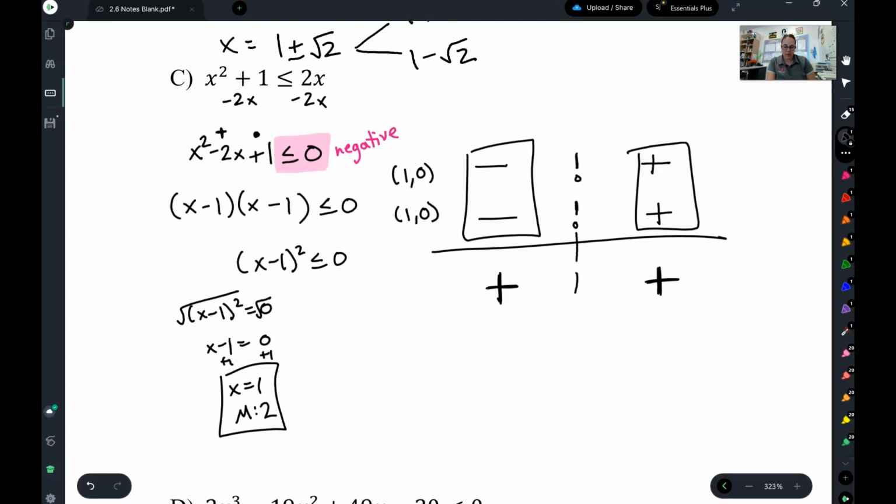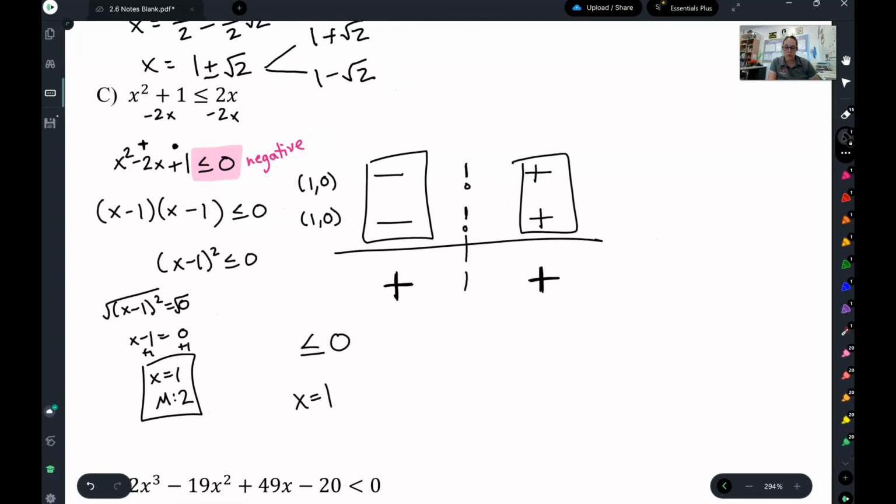So if I look at this problem, I was looking for where we are less than or equal to 0. If I look here, there are definitely no spots where I am less than 0. There are no negative parts to this graph. However, there is one spot where I am equal to 0. And that is happening right here at 1. That is where I'm equal to 0. So if I want to list all the places where I'm less than or equal to 0, my only answer would be at 1.